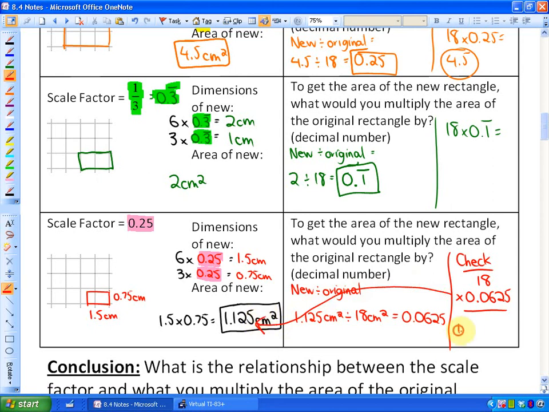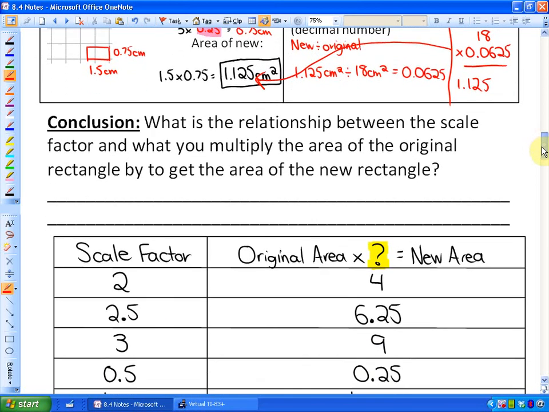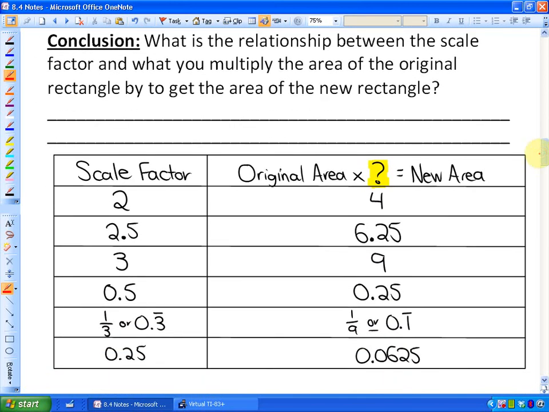this here, 1.125. Okay, so in conclusion, we'd like to come up with some sort of conclusion on this activity. And you may want to pause this after I explain it and try and figure it out yourself. It says, what is the relationship between the scale factor and what you multiply the area of the original rectangle by to get the area of the new rectangle? So in other words, this isn't in your study guide and you don't have to copy it down, what's the relationship between having a scale factor of 2 and the fact that you multiply the original area by 4 to get the new area?